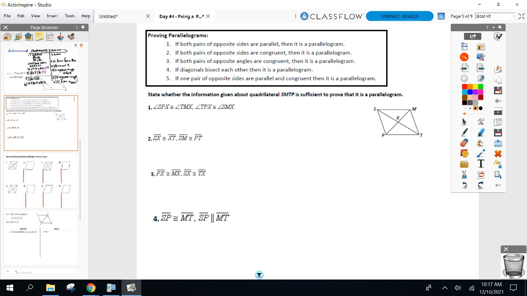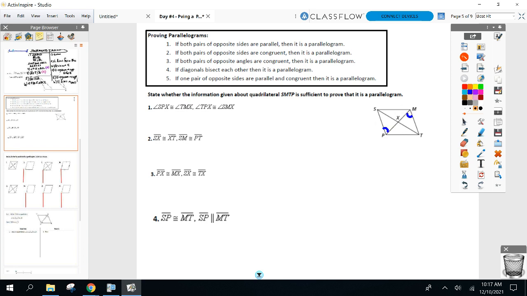So you've got your diagram up there. I'm going to give you a couple of facts in each one, and I want you to tell me, is this good enough to say it's a parallelogram or not? So number 1, angle SPX and angle TMX. Let's mark those angles congruent. And again, unfortunately, you're going to have to use that same diagram going back and forth.